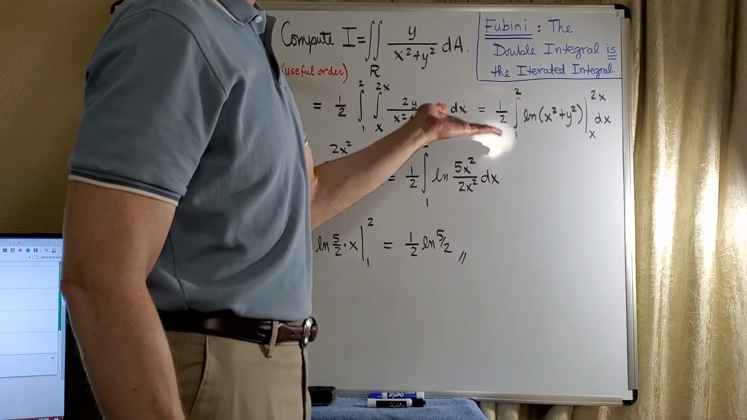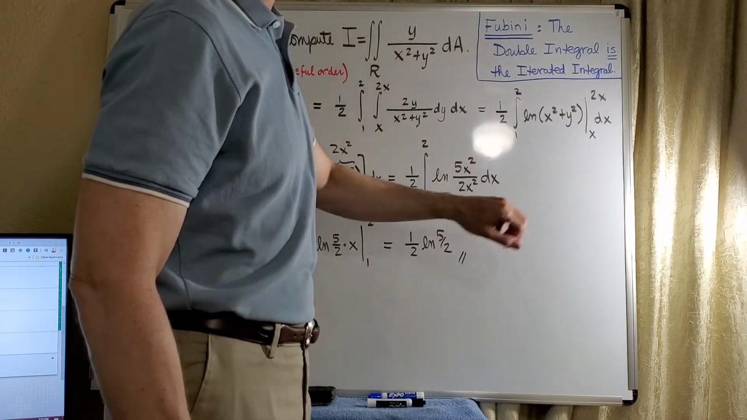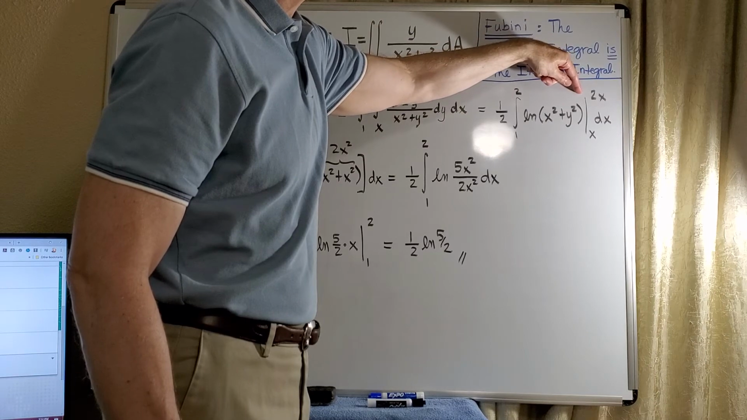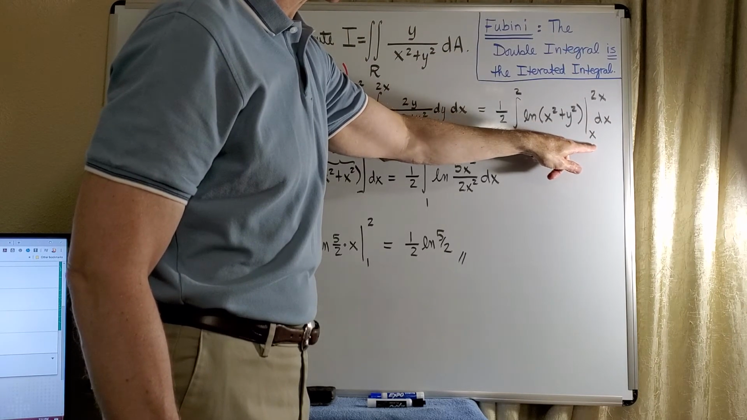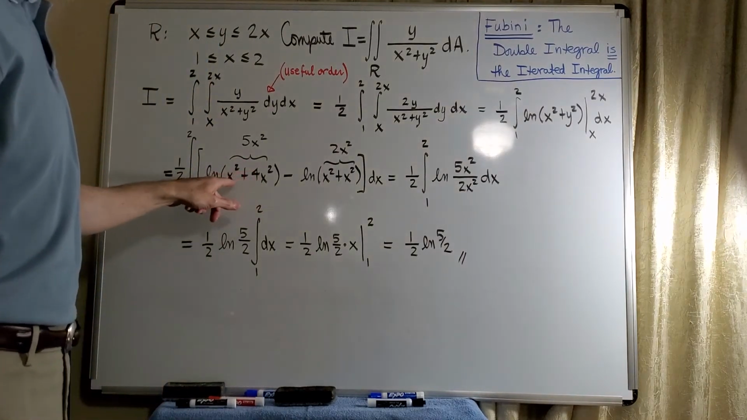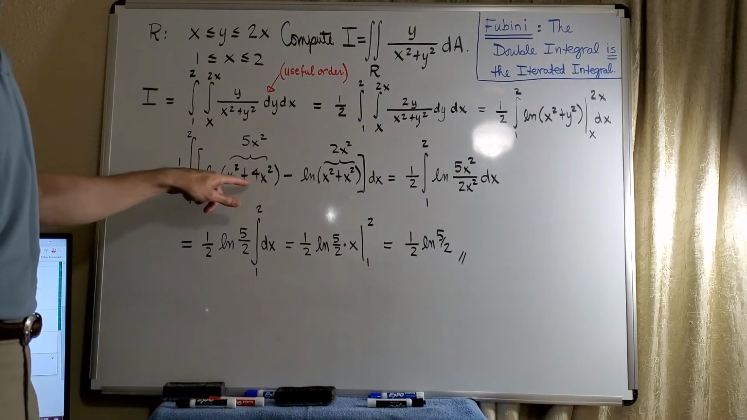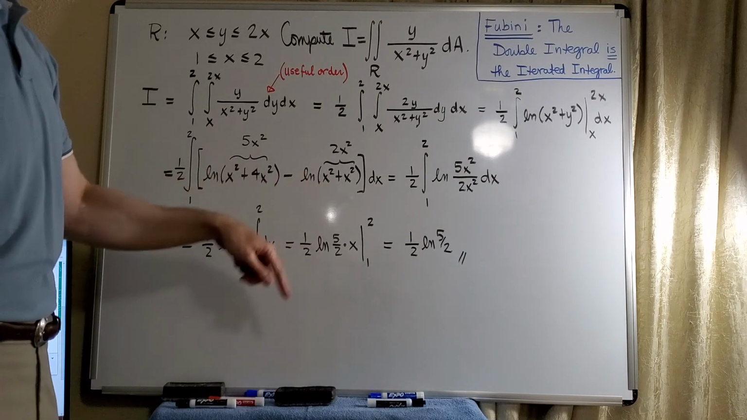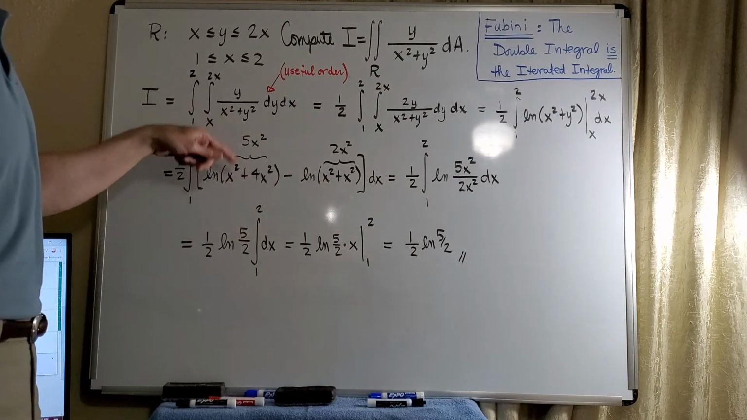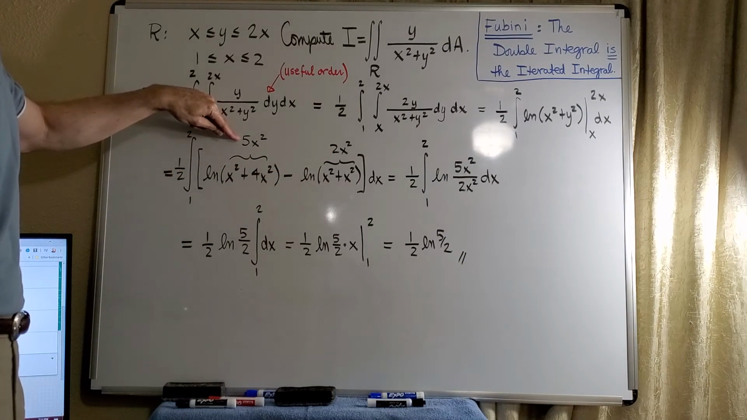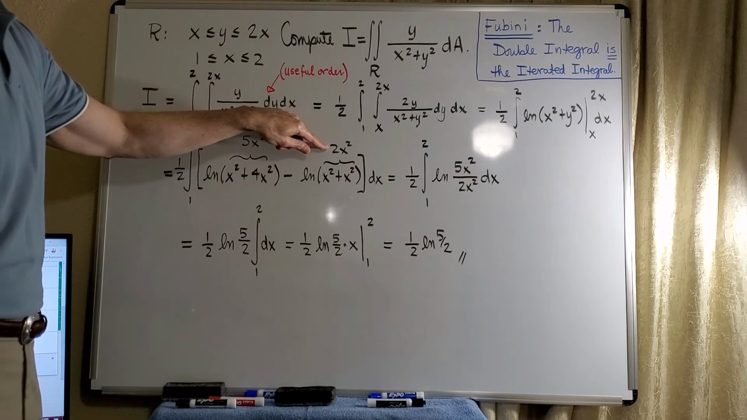Now we can say, all right, well, fundamental theorem says we need to substitute with the upper limit 2x and the lower limit x for the y variable. So when we do that, we're going to get, in our first argument, x squared plus a 4x squared, and in the second argument, we get x squared plus x squared. But that's easy to simplify in the same process. So here the argument of the logarithm is 5x squared, and here it's 2x squared.